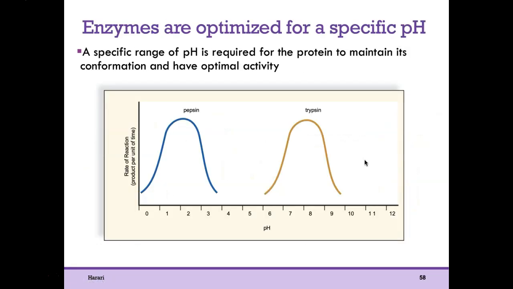Same idea with pH. A specific range of pH is required for an enzyme to be active. And different enzymes are different. So in humans, we have both trypsin and pepsin, which are both proteases. They're both enzymes that break down proteins. But trypsin likes to work at more neutral pHs, like in the small intestine. Pepsin only works in the stomach. So pepsin only works at very low pH, like 1.5.